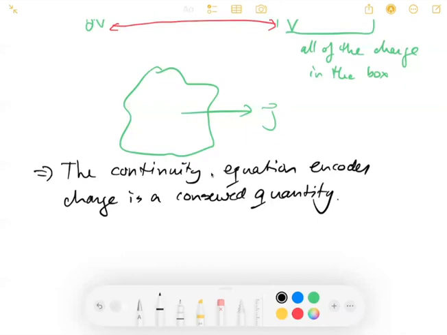So I hope you understand that this is a fundamental way of looking at conserved quantities. And hopefully it's your first, but not your last exposure to it.